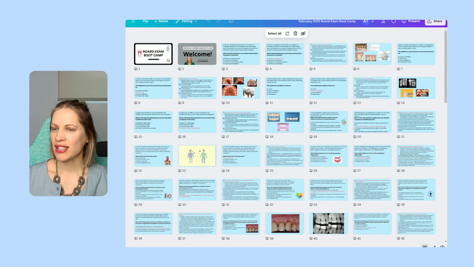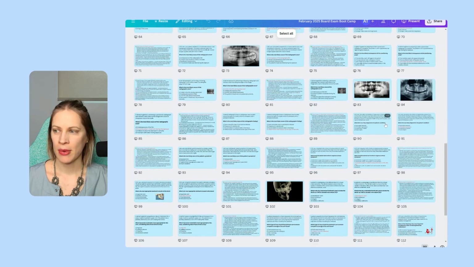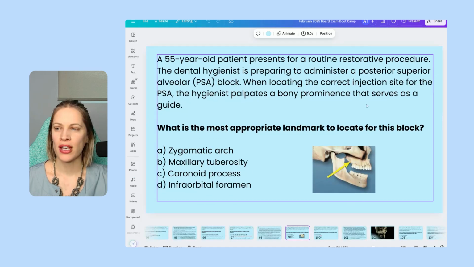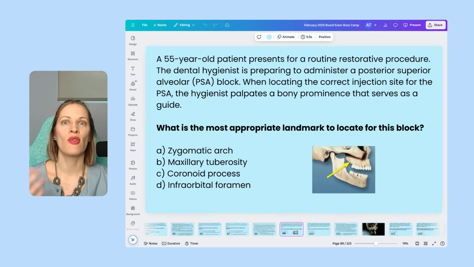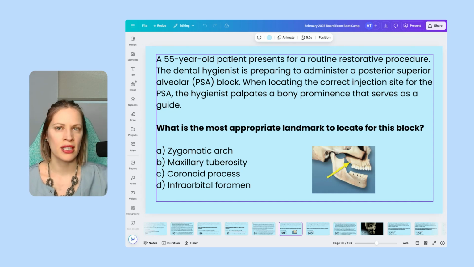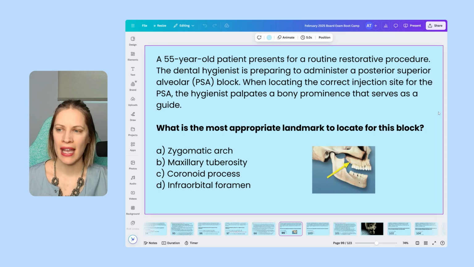Okay, so I just have my screen up here. I'm going to go towards the end and we're just going to start right here. We're going to go over a couple questions. The board exam boot camp was a variety of questions. We have 123 slides of what you have to know for the board exam: special needs, radiography, pharmacology, all kinds of stuff. But this is towards the end, and we're going to go through some anatomy and anesthetic. So, let's go through it together.